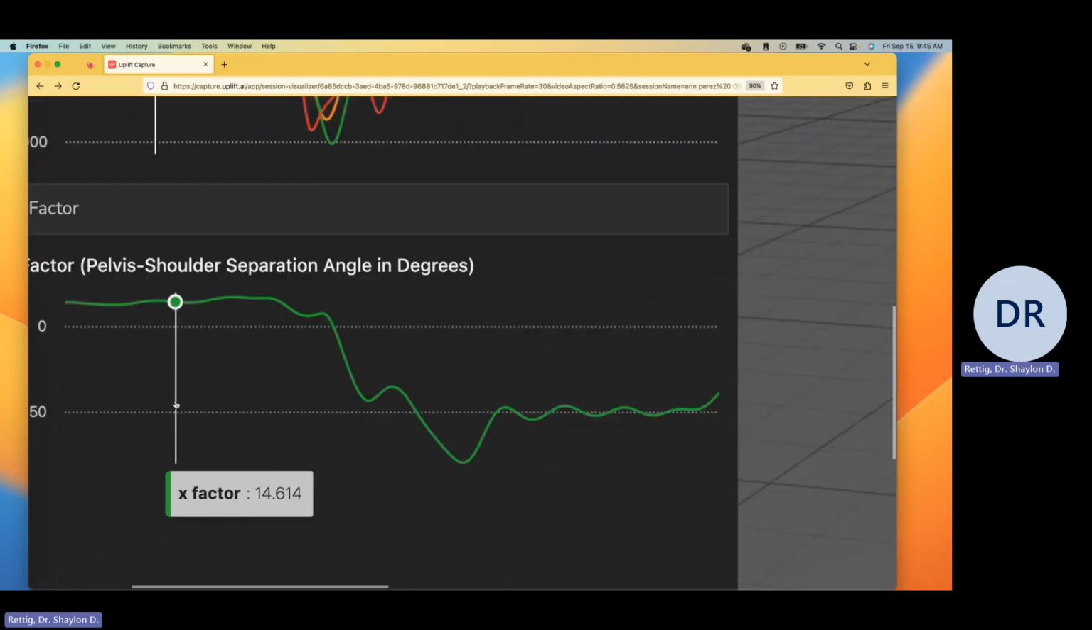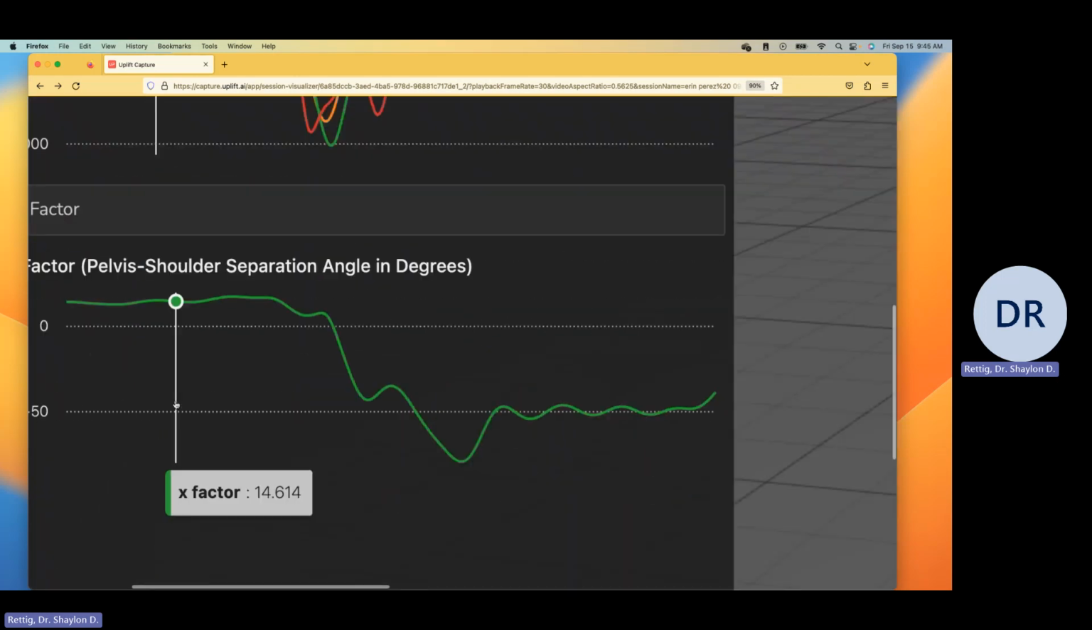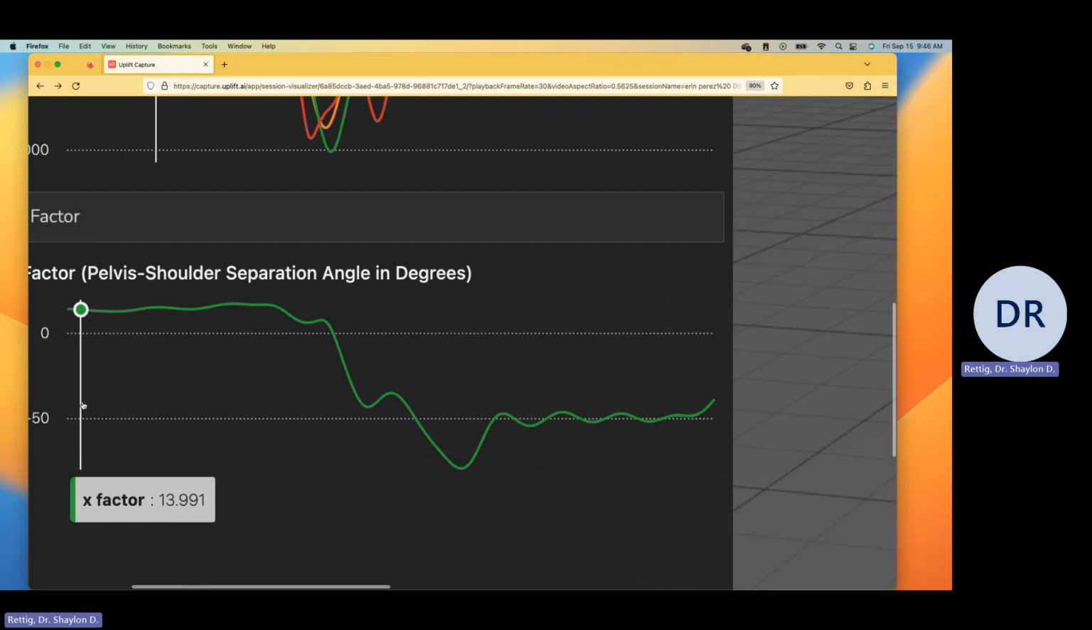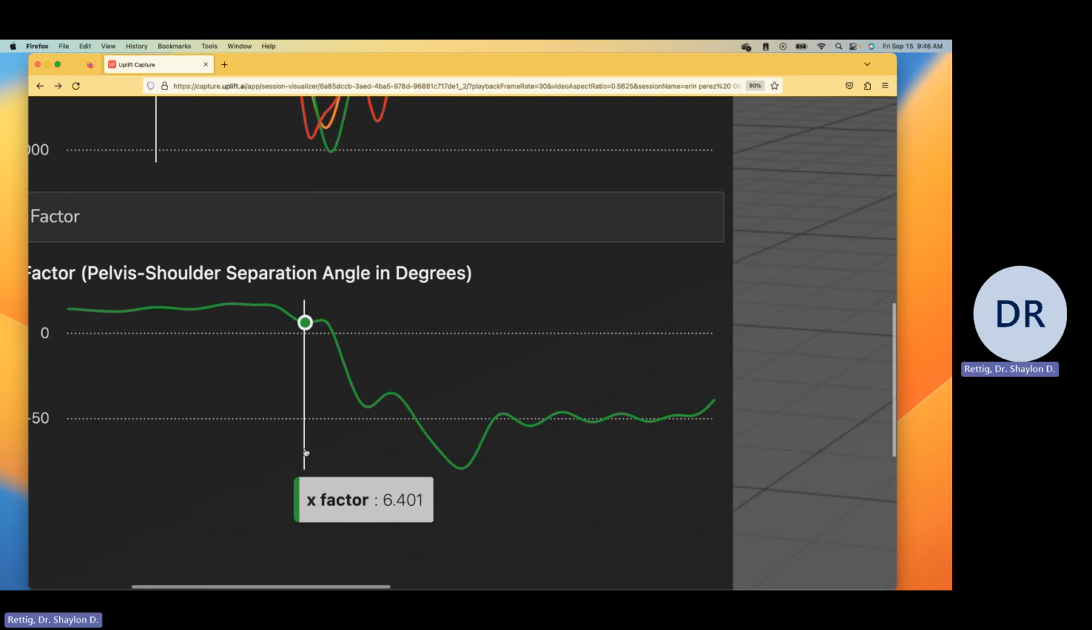Let me zoom this in. And so your X factor is that separation between your pelvis and your shoulders. And we don't have much separation between your pelvis and the shoulders. So at the lowest, I'm going to say it's 13 degrees. And then when we get to that highest point of separation, 6 degrees. And whether the number is higher or lower, it doesn't matter. It's just the difference. And so we only get about a 10-degree X factor, that separation between your pelvis and your shoulders.